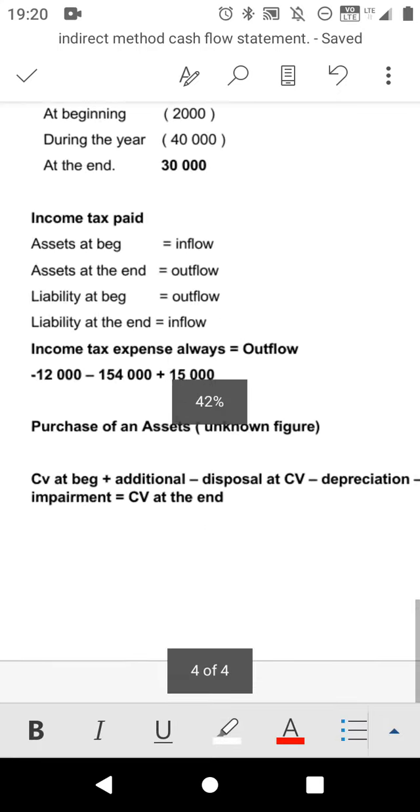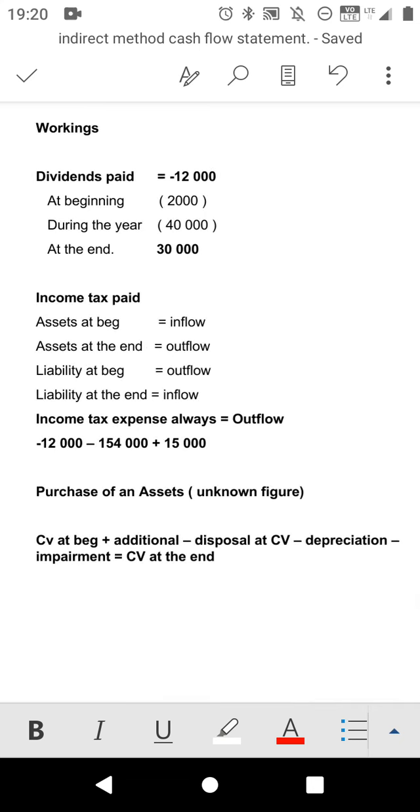Okay, here is our formula on the last part. This formula is the same format as the PPE note that you know, note number 3. So we have carrying value at the beginning, we have addition, we subtract disposal at carrying value, we subtract the depreciation, and we subtract the impairment loss. Then we will be left with the carrying value at the end. So what do we do in our formula?